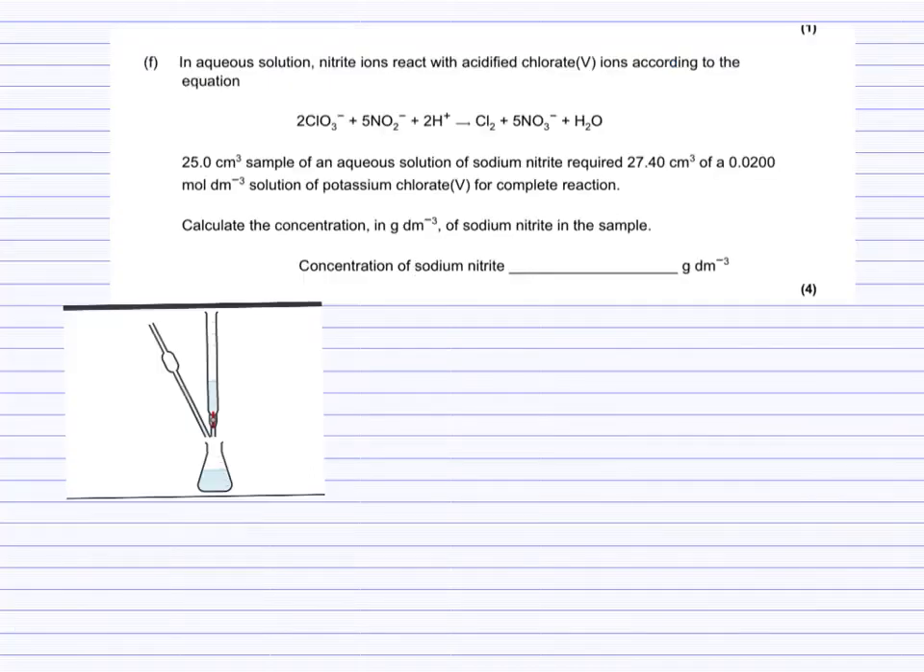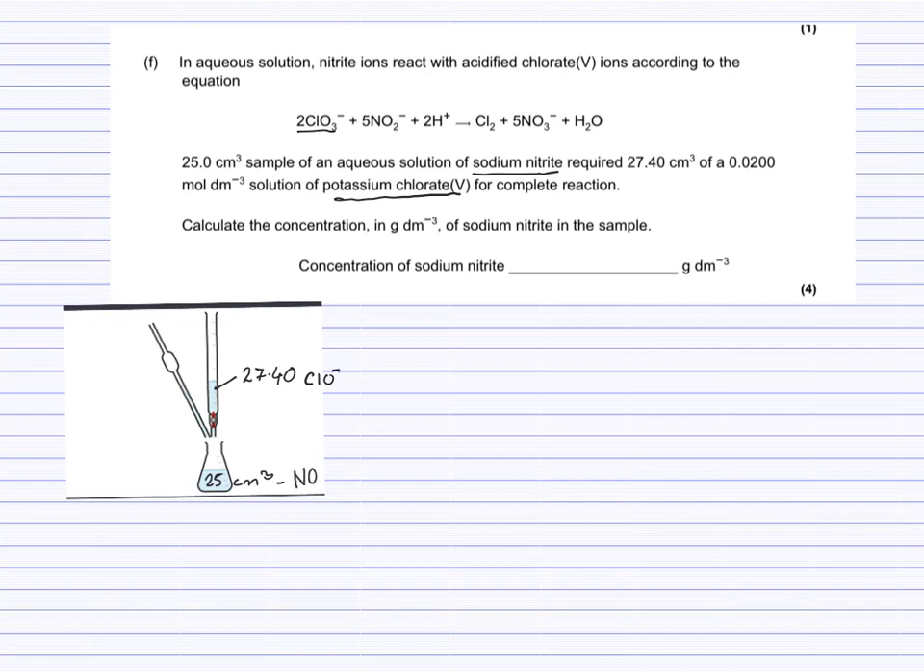Now we're going to apply our oxidation rules in a titration question. And what we're going to do here, so we know it's a titration, we've got 25 centimetres cubed nitrite. In the burette we have got the 27.4 centimetres cubed of the oxidizing agent, the potassium chlorate 5. We have the complete oxidation. So if we draw the pictures we can see what's going on.